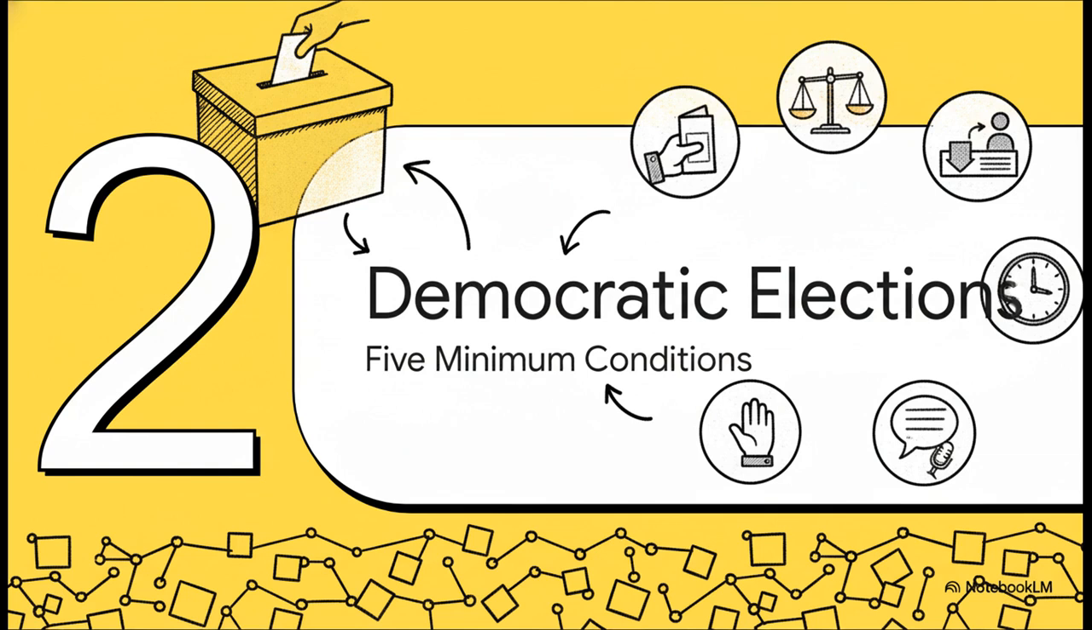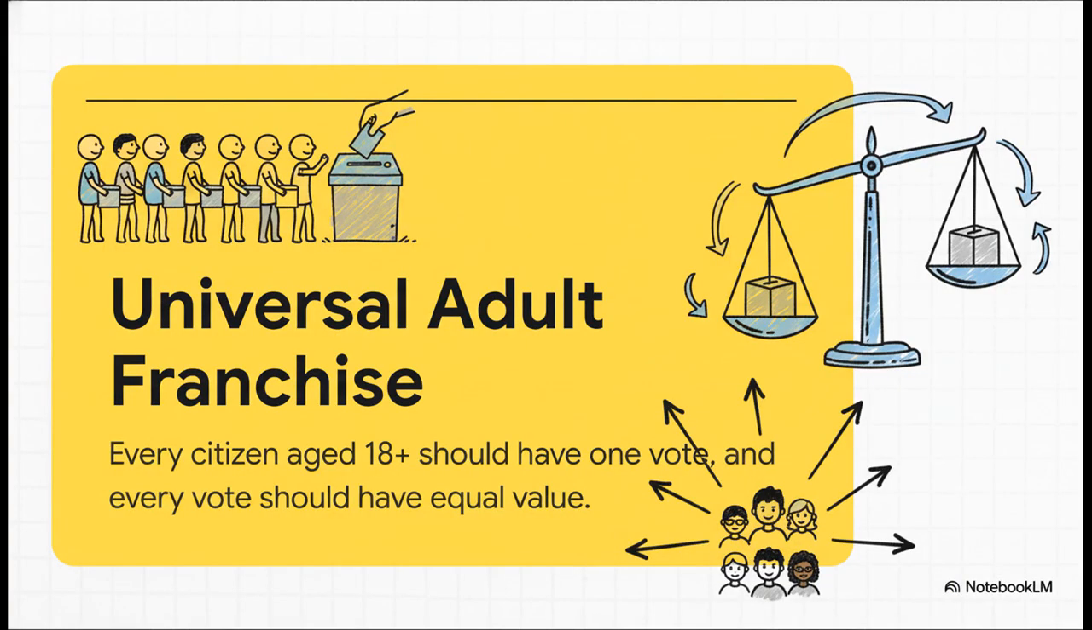There are 5 minimum conditions, and you must remember all of them. Let's go through them quickly. The first and most important condition is based on the idea of equality. We call it universal adult franchise. It's a very simple but powerful principle. Every single adult citizen, that means anyone 18 years and above, gets one vote, and every vote has exactly the same value. It doesn't matter if you are rich or poor, man or woman, your vote has the same power.